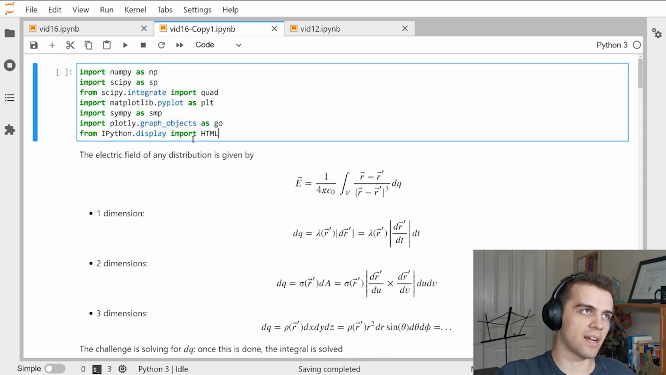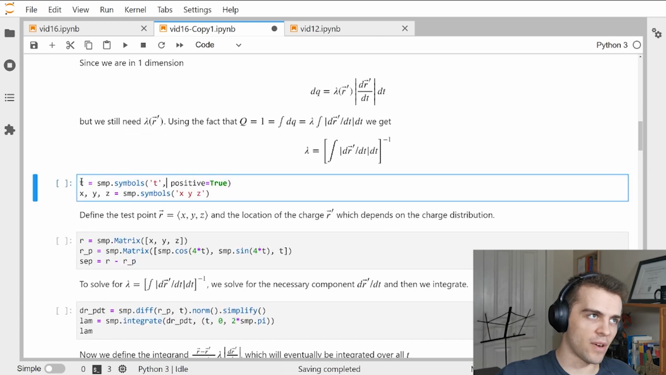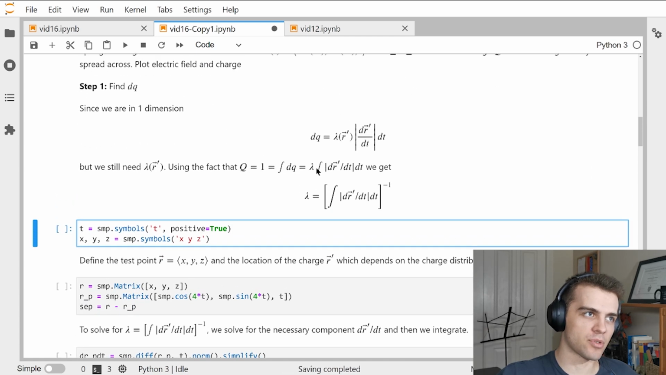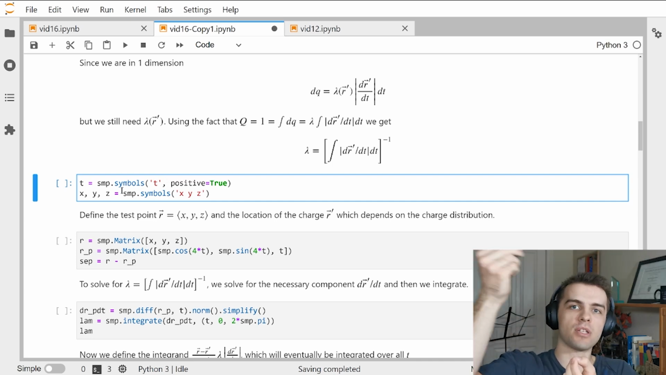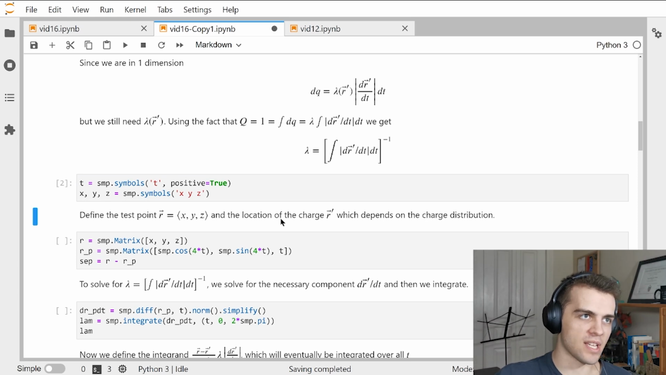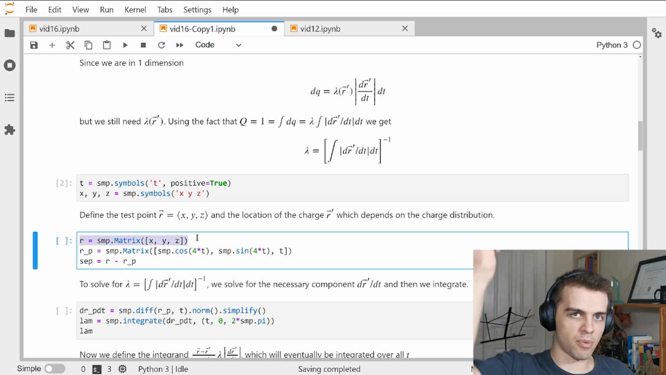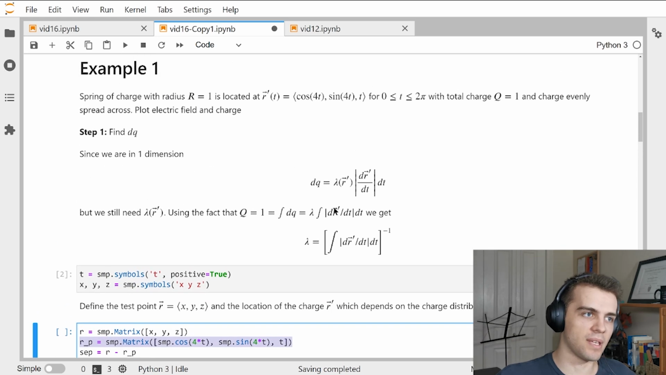So let me import all the packages today. I define my variables, t, because I'm going to need that to parameterize the charge, and x, y, and z are going to be our field point, right? There'll be different field points for the charge. So that's the test point r, x, y, z. The location of the charge, r prime, depends on t. So r is equal to x, y, z. That's our test point where we're testing what the electric field is. And r prime is the location of the spring of charge given by the same formula up here.